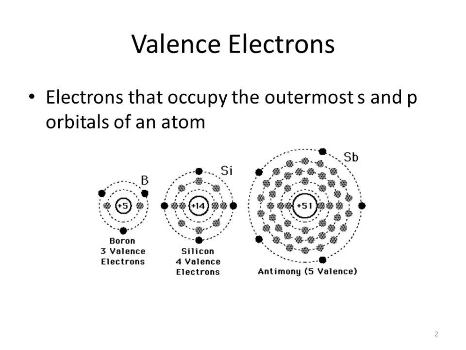So our valence electrons occupy the outermost s and p orbitals. That's the key thing here, the outermost s and p orbitals. So our d electrons are not considered valence electrons.